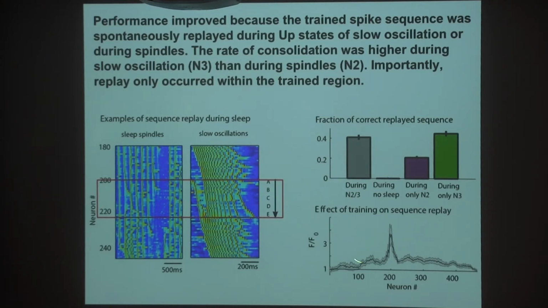Now, importantly, this is the whole network. This replay only happens in this area. This is the index of the cell across the network, and this is, roughly speaking, the amount of replay. So it only happens in the area which was trained. Outside that area, like I said earlier, there is not much replay going on.